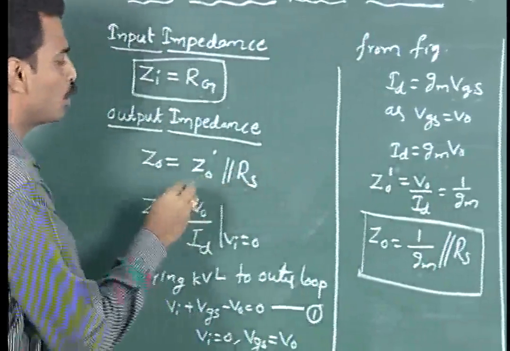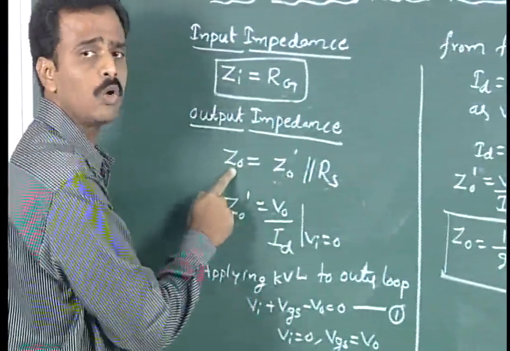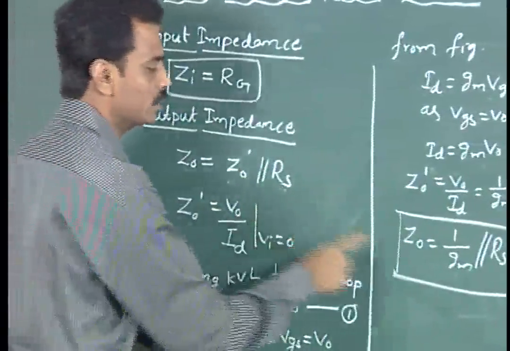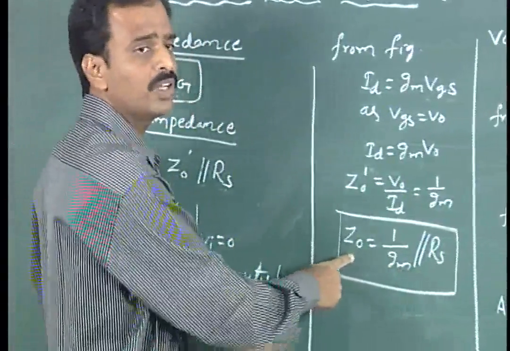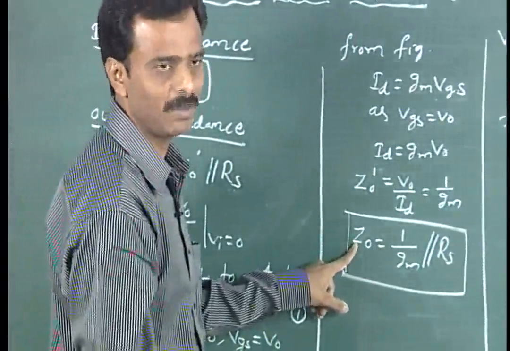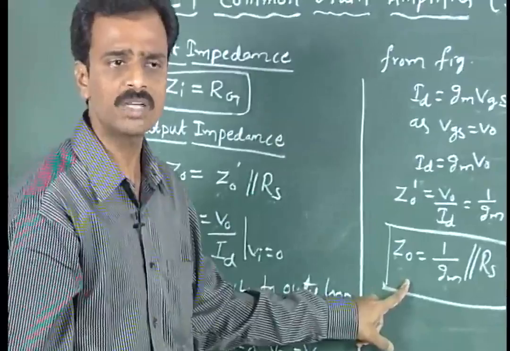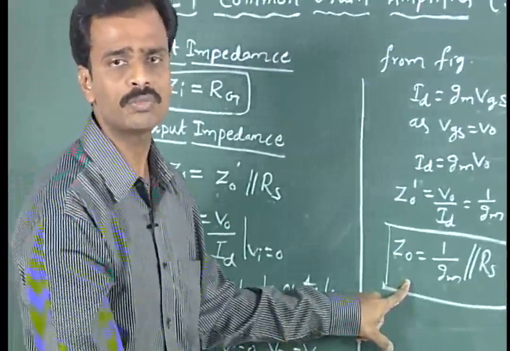Then substituting the value of Z0 dash to get the total output impedance, this 1 by Gm is in parallel with the RS. So this gives the total output impedance of the common drain amplifier. This is how we can calculate the output impedance by seeing only from the output of the circuit.